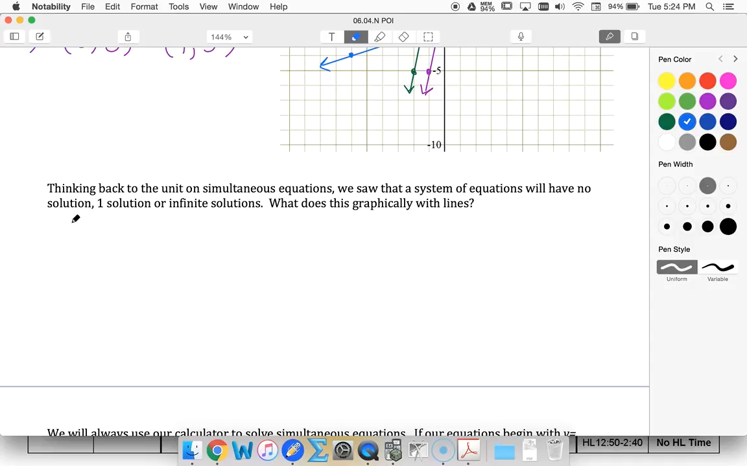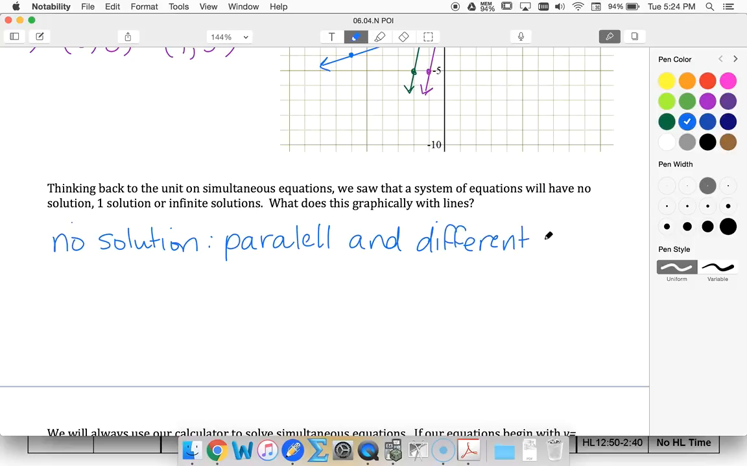Either we'll have no solution, so no solution means parallel lines that are not on top of each other. So they would have different y-intercepts. I could have one solution, which means that my two lines are going to have different slopes and meet at a single point. Or I can have infinite solutions.